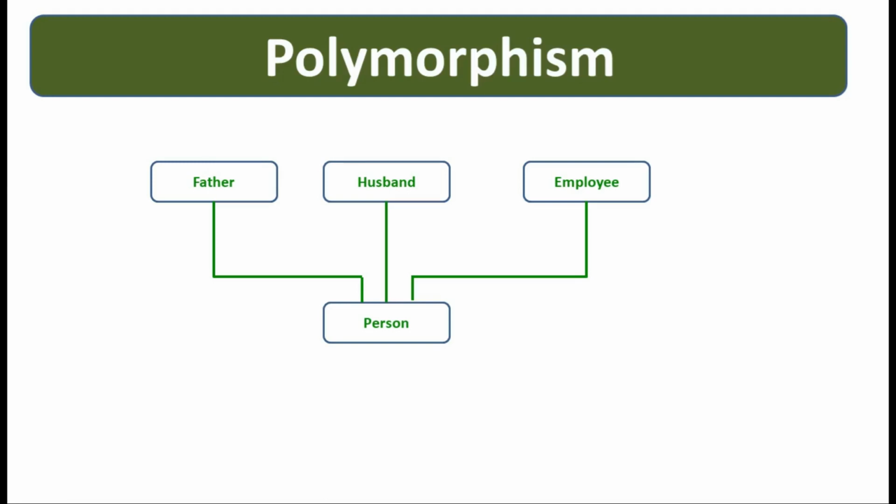In polymorphism, you will better understand using that diagram, having more than one form. A person is having more than one form. A person can be a father, a person can be a husband, a person can be an employee. And the roles and responsibilities of a person being a father is different from the roles and responsibilities of a father being husband and being an employee. These are different roles. But all these different roles belong to one single person.